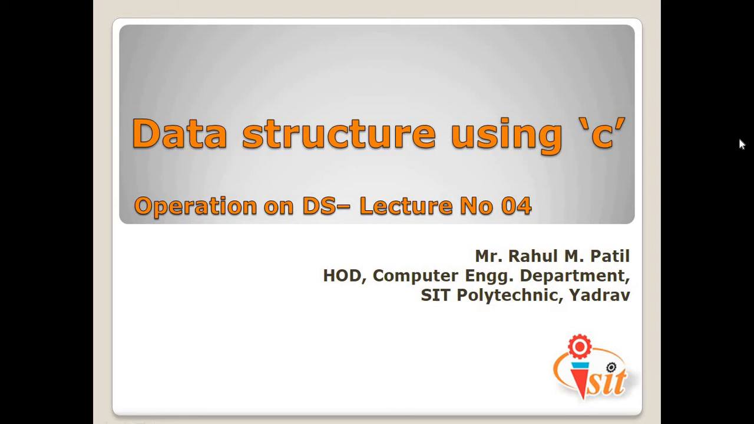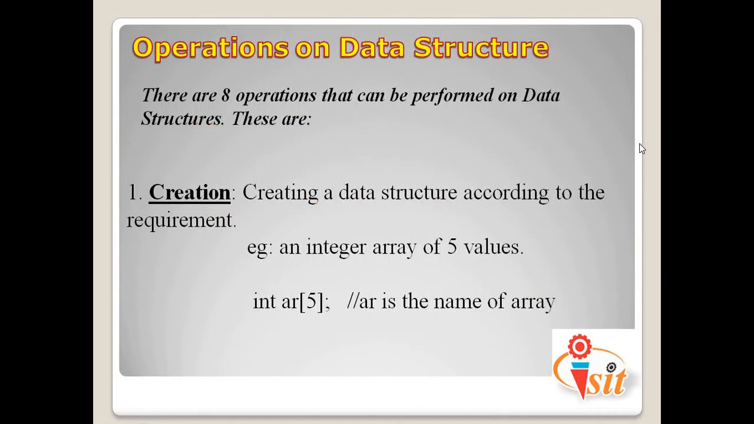Hello everyone. In the last lecture we have learned the concept of data structure, what is the need of data structure, what is the meaning of linear and non-linear data structure. Also we have discussed the classification of data structure. So today we are going to be discussing the important topic, that is operations on data structure. After creating a data structure, what kind of operations we can perform on it. In total, there are 8 operations we can perform on the data structure.